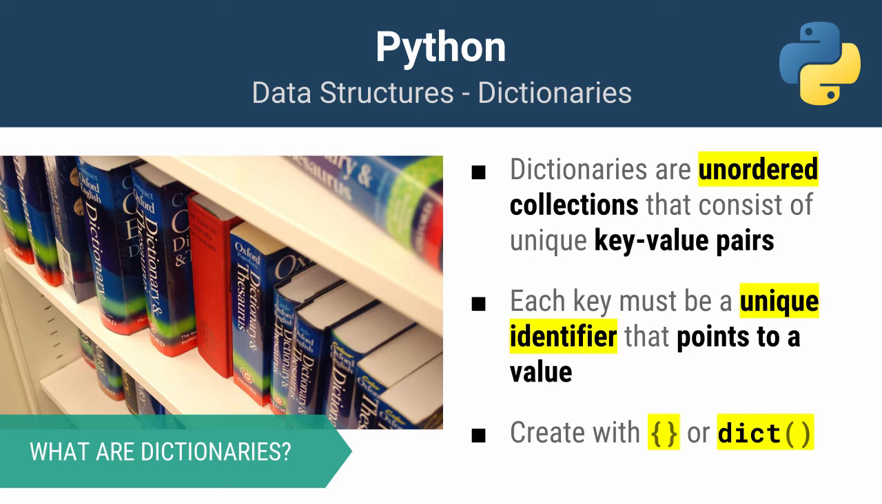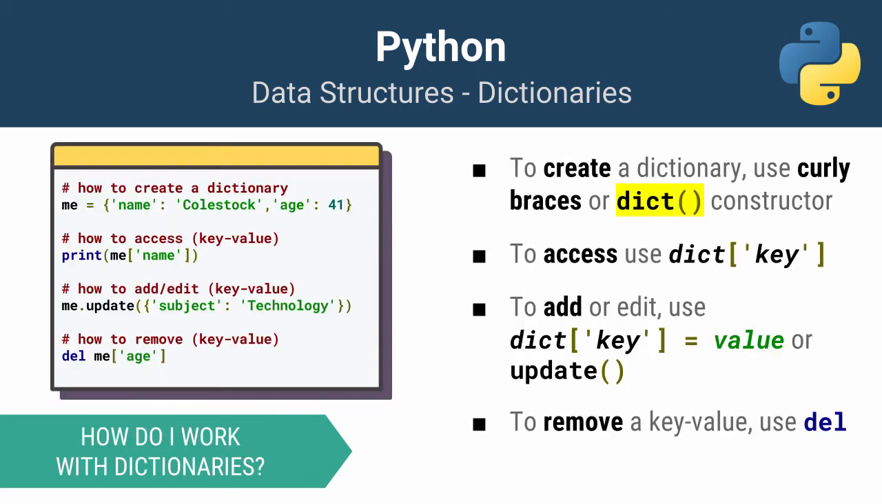You can create a dictionary a couple of different ways. We're going to use the curly brace syntax. So to create a dictionary, you use the curly brace syntax. Inside the curly brace, you list key value pairs separated by commas. To access an item in the dictionary, you use the dictionary's name and then the key that you want to look up, not some index like we did before. You can add or edit the dictionary using the update method, and you can remove using the del keyword.